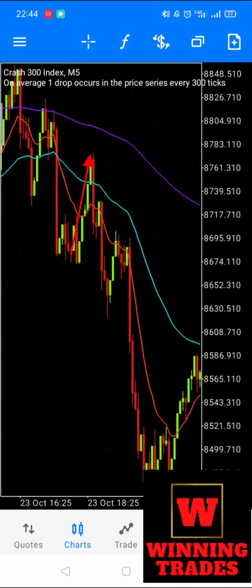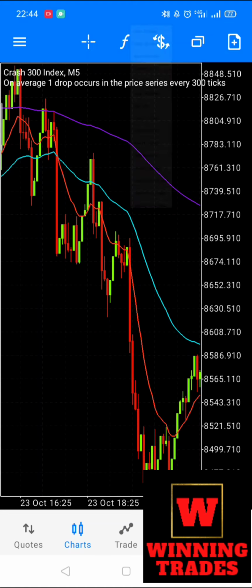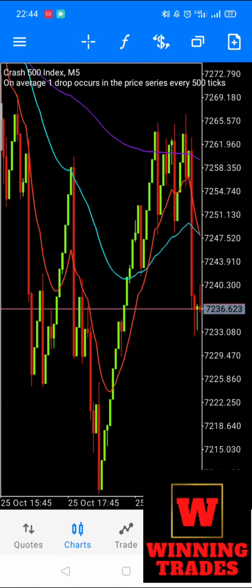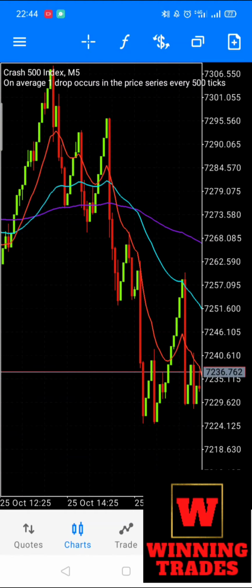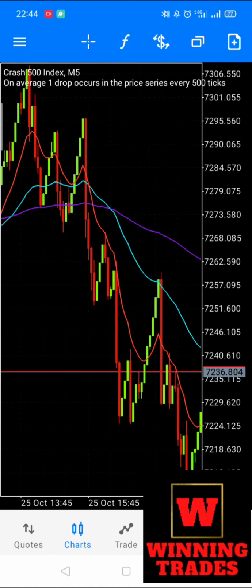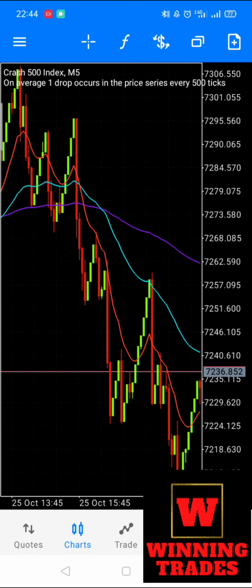This is how this strategy works, guys. You go to crash 500, it's going to be the same thing. Let's go to crash 500. All right, I've got crash 500 here. This is it. This looks like a good example. Okay, this is crash 500.